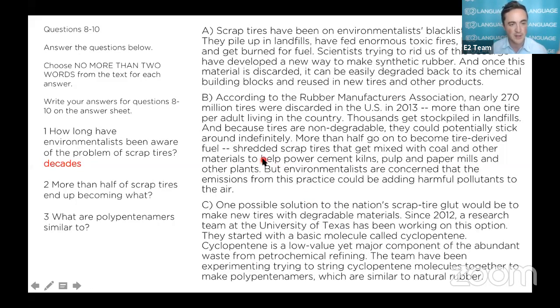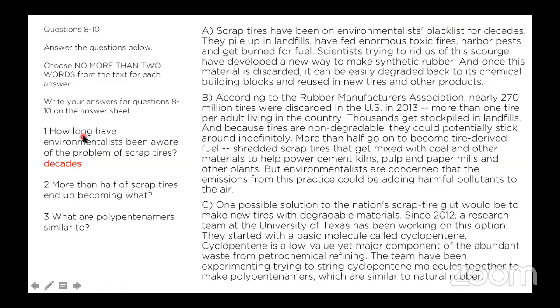We've got a short answer question, and this one you can answer in no more than 2 words. So 1 or 2 words maximum. How long have environmentalists been aware of the problem of scrap tires? So we're going to be looking for a time period. How long? So we look here, environmentalists, decades or 4 decades. You could write decades, or if you wrote 4 decades, that is also correct.